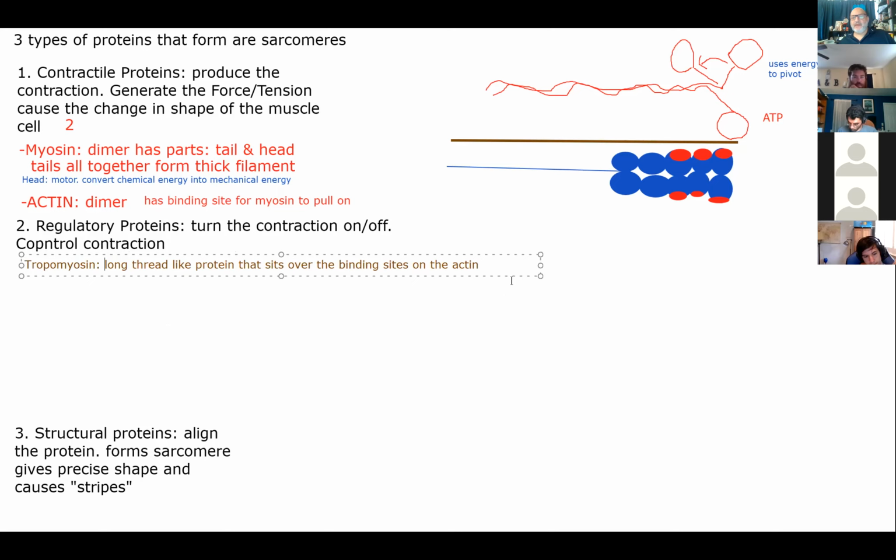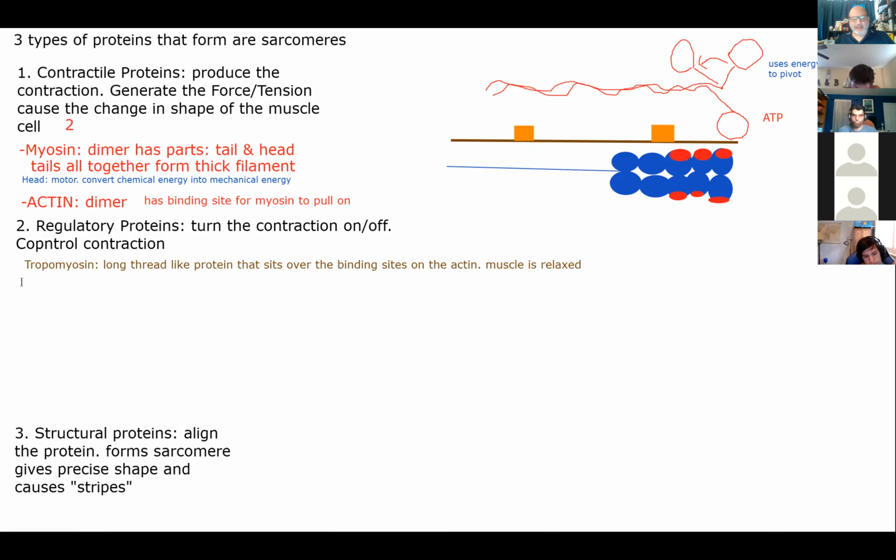And great. As long as it's over there, the muscle is relaxed because it is not going to be able to contract. However, eventually we are going to want the muscle to contract. So that means we need a way to move it out of the way so that the myosin and the actin can interact. And as it turns out, there happen to be some handle-like proteins on top of this tropomyosin.